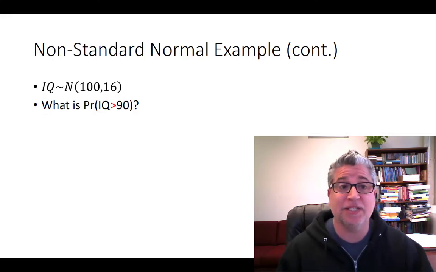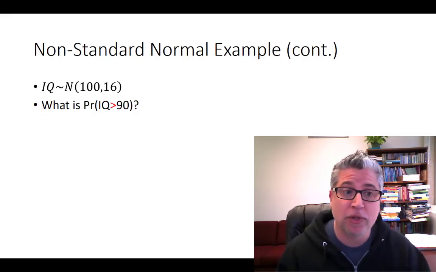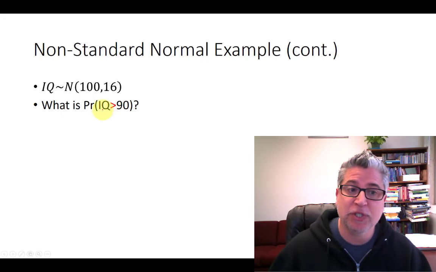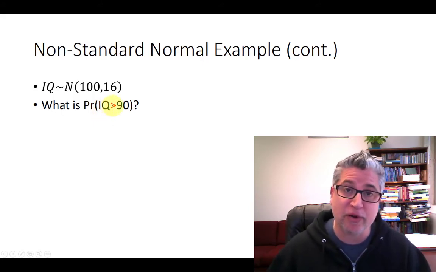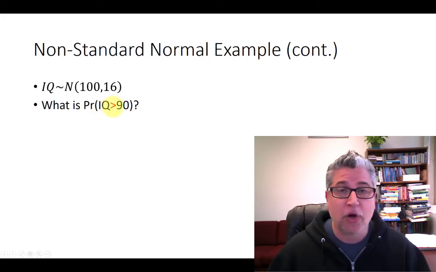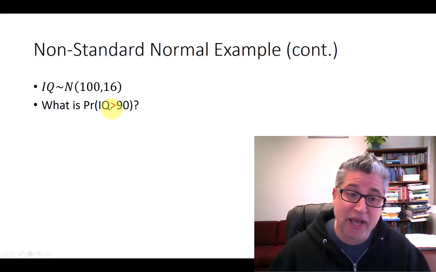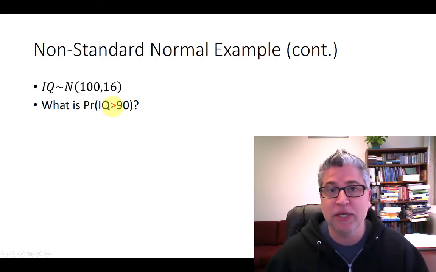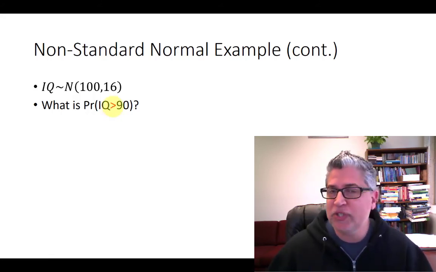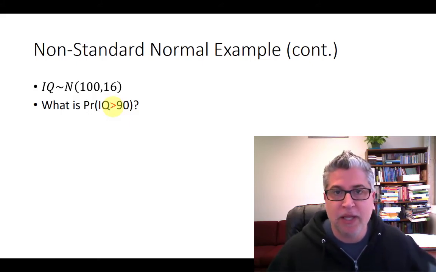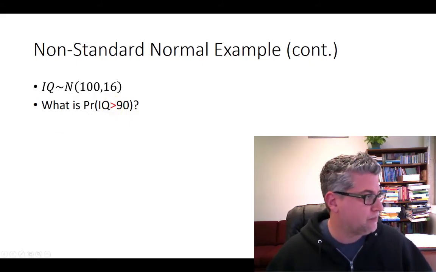Okay, one last example. Non-standard normal, and this time the question is asking, what's the probability that IQ is greater than 90? Recall, Excel can't directly answer questions about greater thans. It can only do less thans. So we just need to use the rule of complements. And the idea is the following.